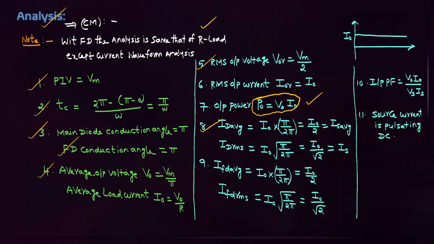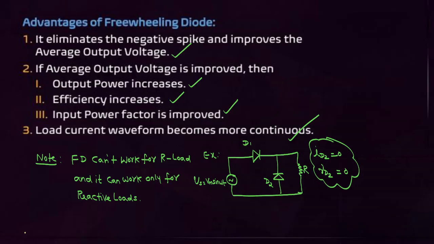This is the average value of diode current and RMS value of diode current. Average value of freewheeling diode current, RMS value of freewheeling diode current. Average diode current equals average source current. RMS diode current equals RMS source current. This is input power. Source current is pulsating. This is about the circuit with freewheeling diode.